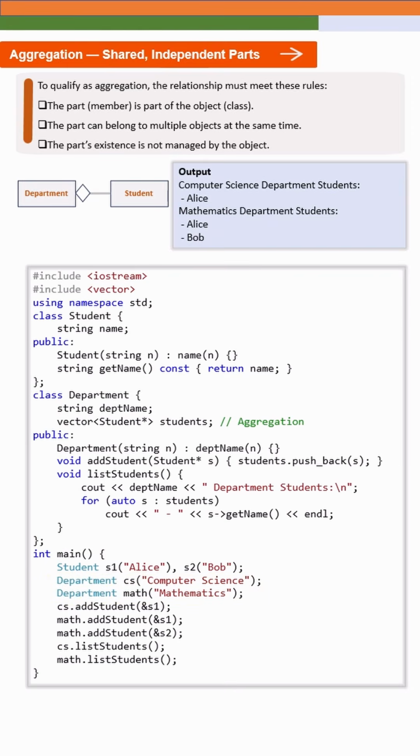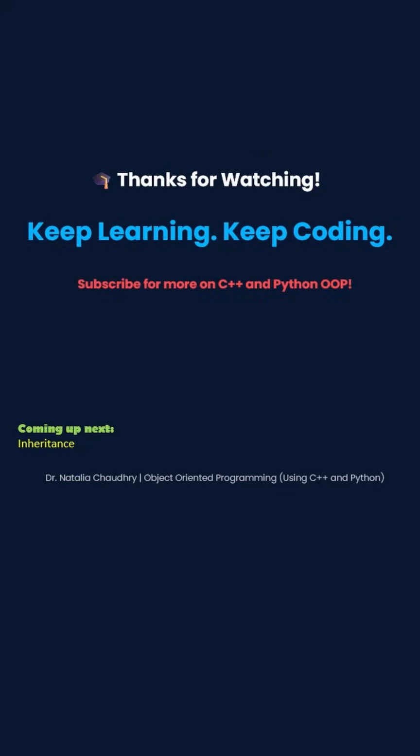Alice is added to both departments, showing that a single student object can belong to more than one department at once. Each department just keeps a reference or a pointer to the student. It doesn't manage their lifetime. So if a department was deleted, the student would still exist unaffected, and that is the aggregation.